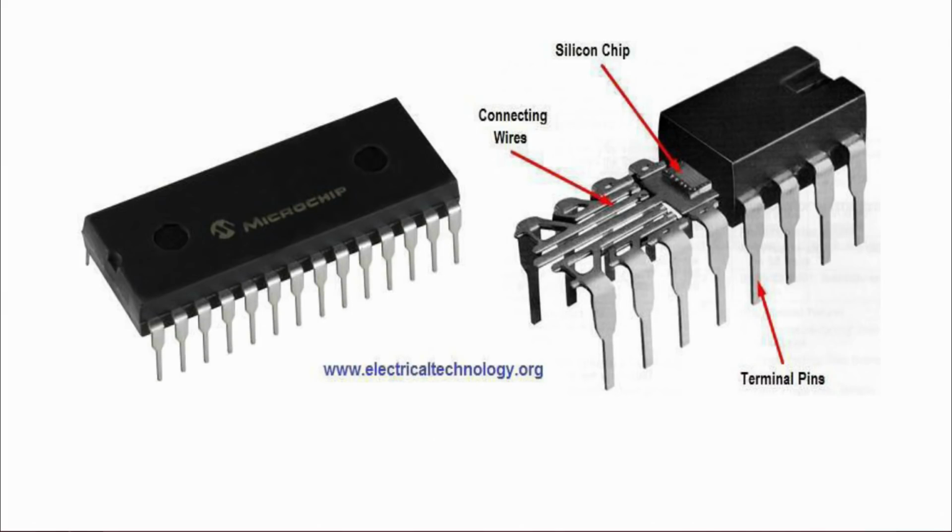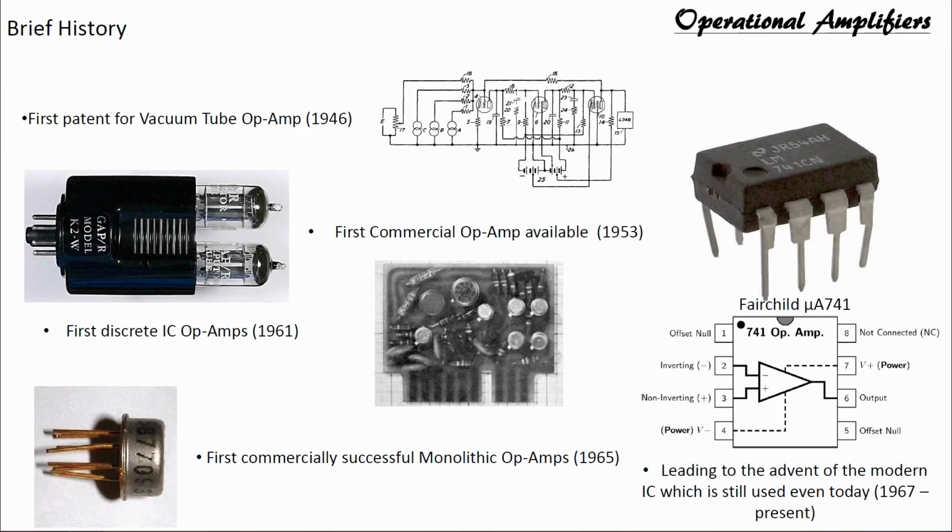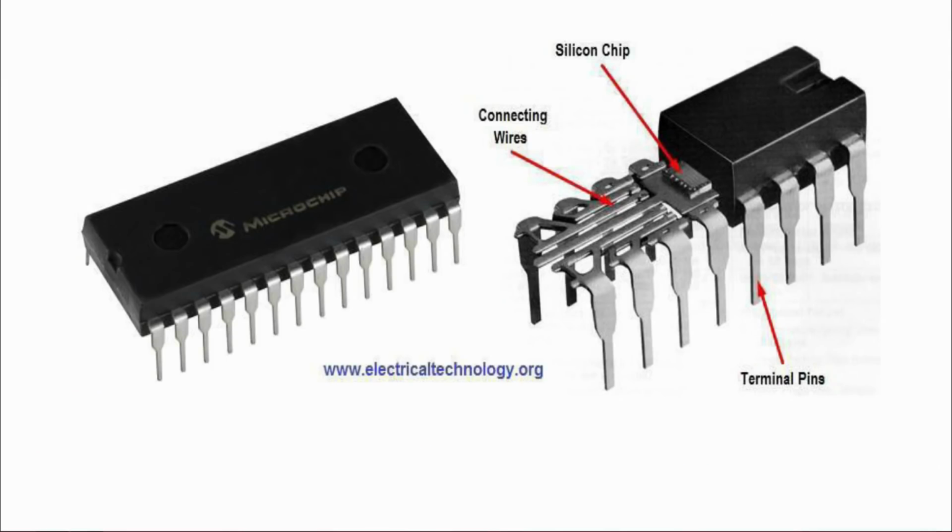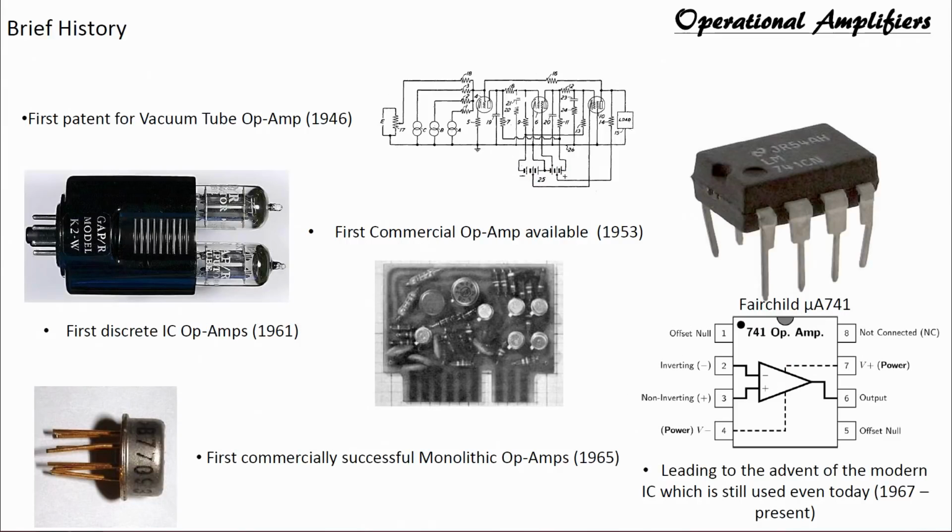After this we move to op amps and the silicon chip. When we see this silicon chip, this entire IC can be an operational amplifier, and like I said earlier, within the IC there is a silicon chip, and within the silicon chip there are billions of transistors. We have seen the brief history of op amps from 1946 till 1965, when a monolithic op amp was first designed and commercially available. Then the Fairchild μA741 from 1967 till present, we are still using it.